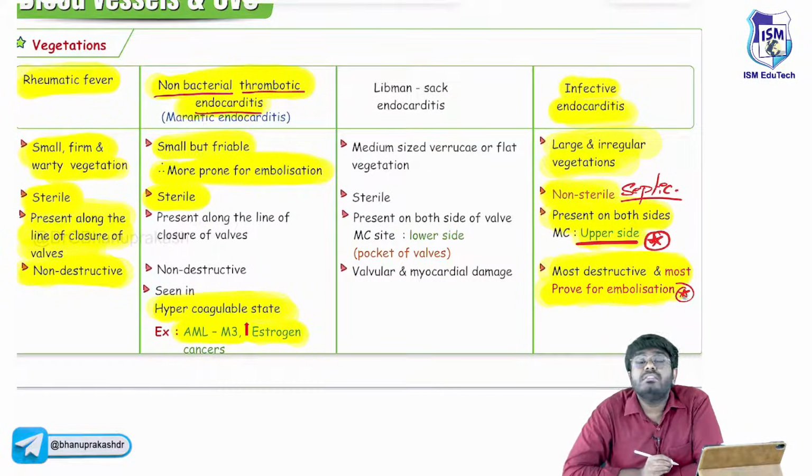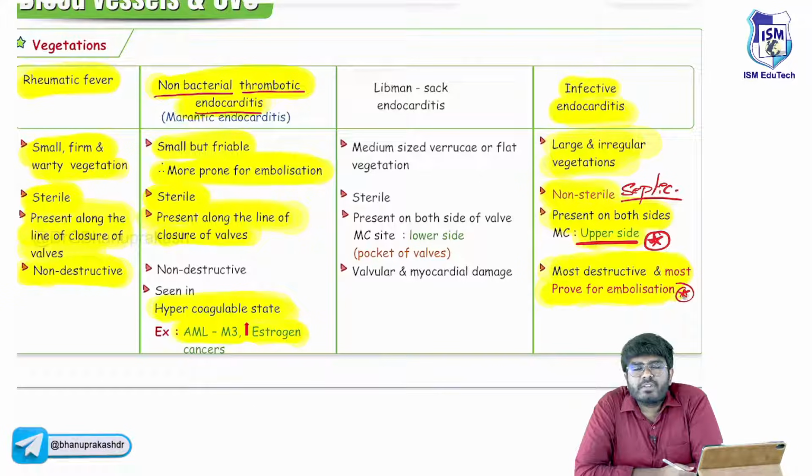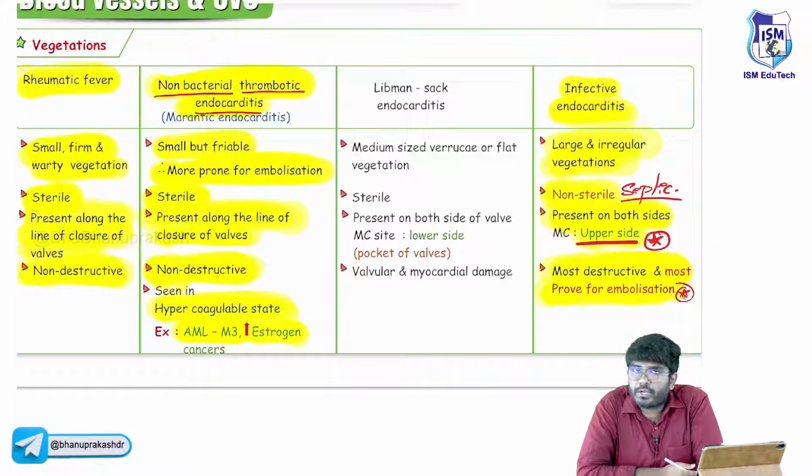Now, these vegetations are also going to be seen along the line of closure. So, tell me, in which conditions are the vegetations seen along the line of closure? It is both rheumatic heart disease as well as non-bacterial thrombotic endocarditis, and they are non-destructive. Which one is destructive? Infective endocarditis vegetations are destructive. Non-bacterial thrombotic endocarditis and rheumatic heart disease are non-destructive.